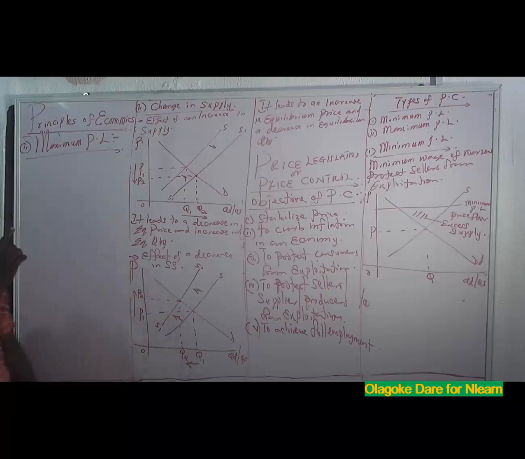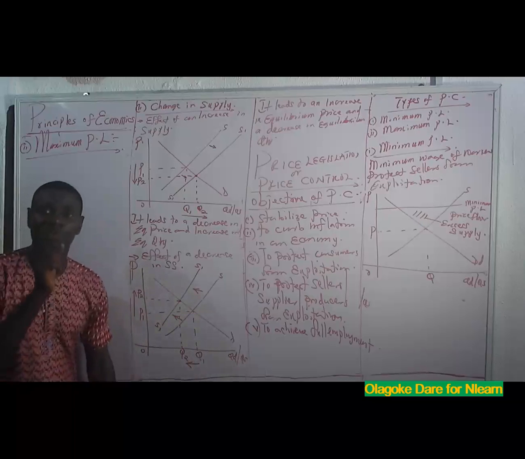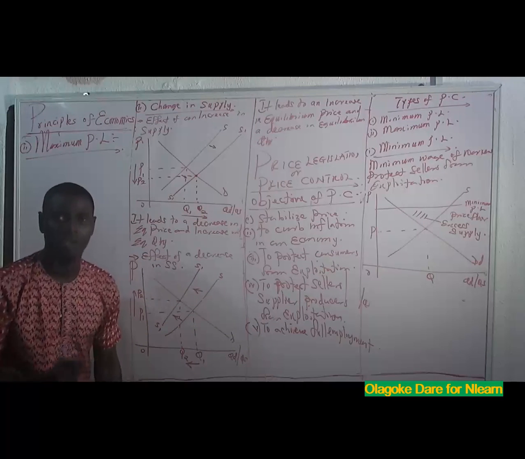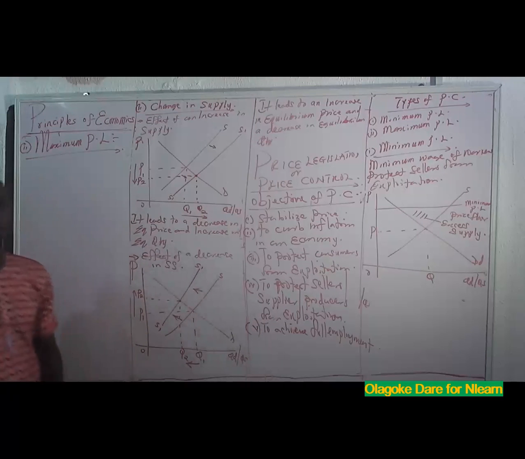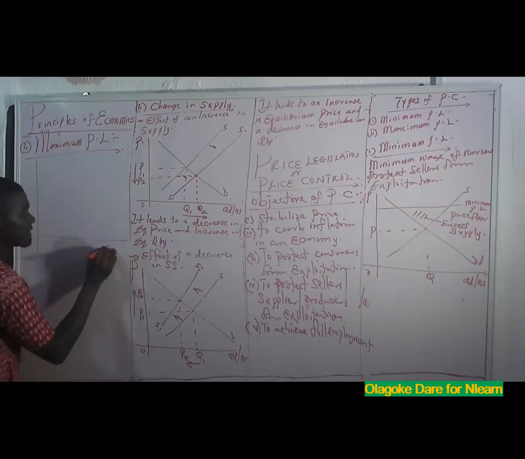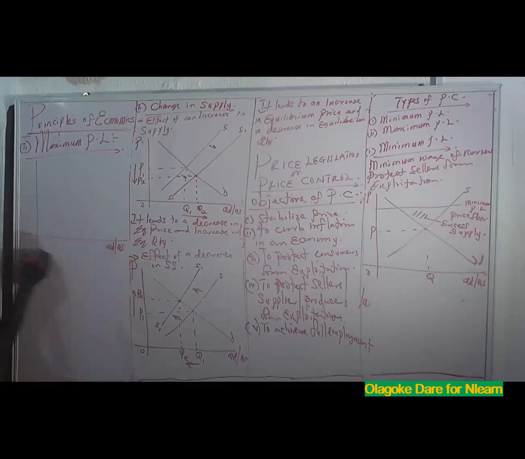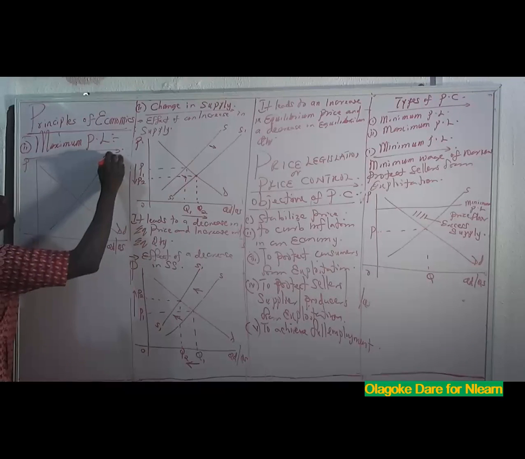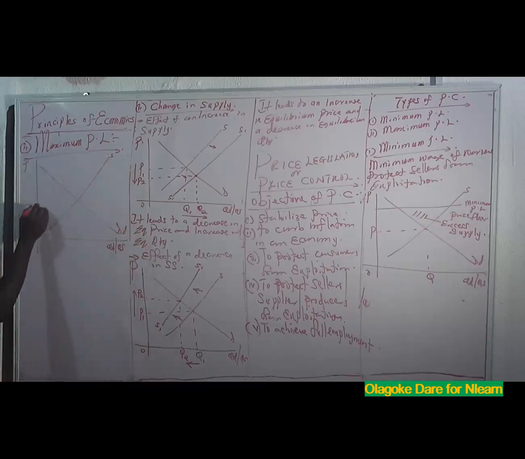And maximum price legislation is meant to protect consumers, buyers, customers from exploitation in the form of high prices. Now look at it graphically. Here's quantity demanded and quantity supplied. Here's 0. Here's my price. What goes down is my demand. What goes up is my supply. Here is my equilibrium price. Here's my equilibrium quantity.